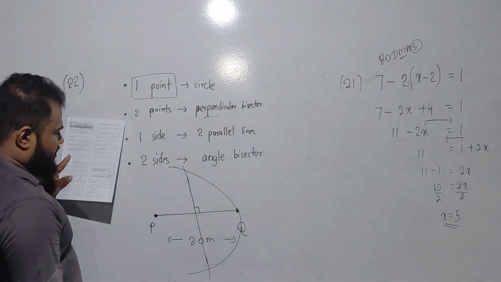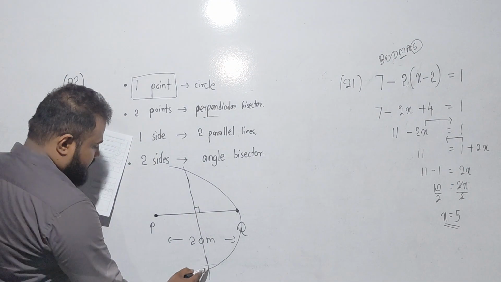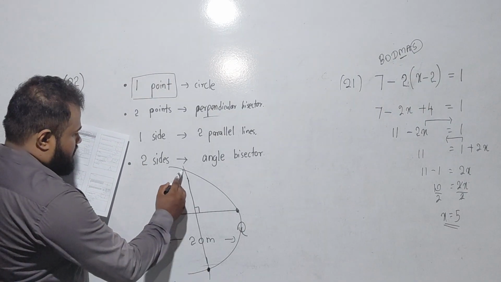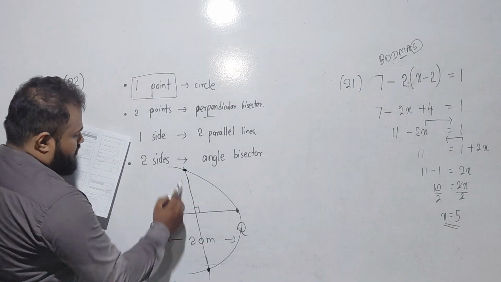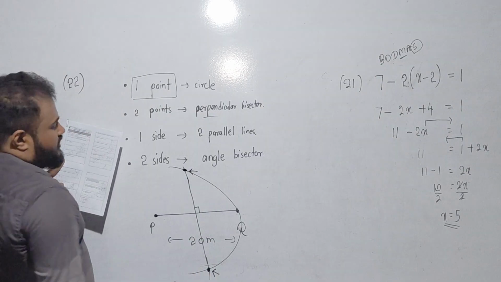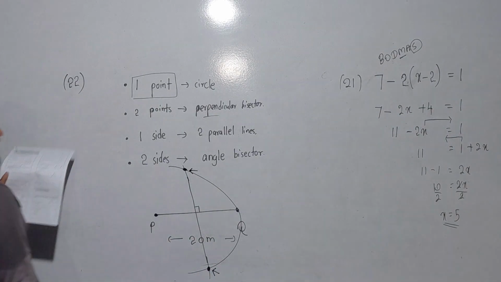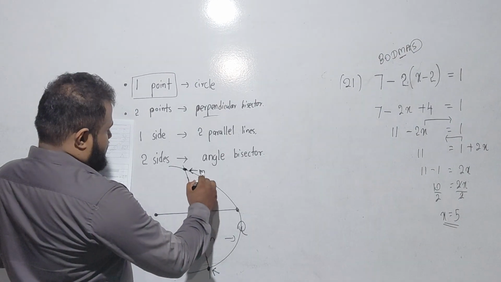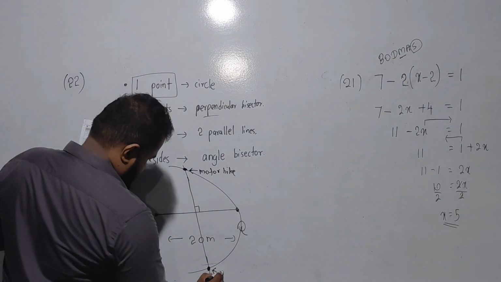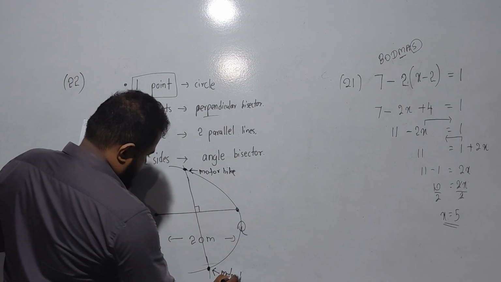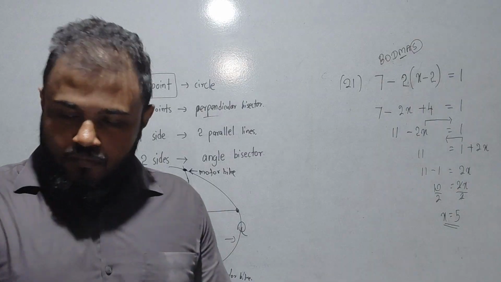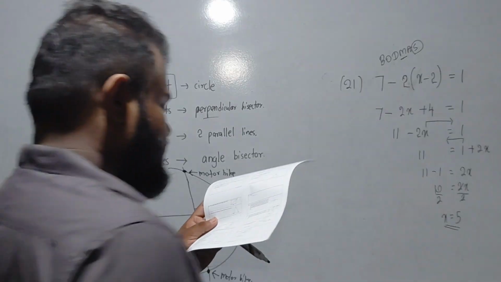Now we have to think something. Motorbikes are usually on the road. So here or here can be the place of the motorbike. Okay. Next question.